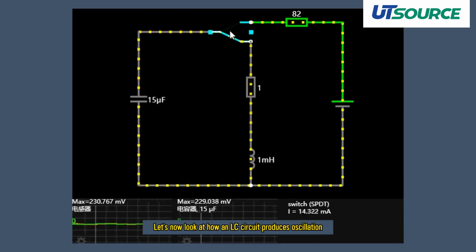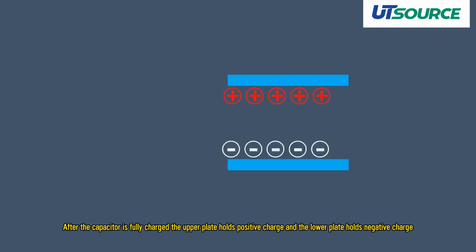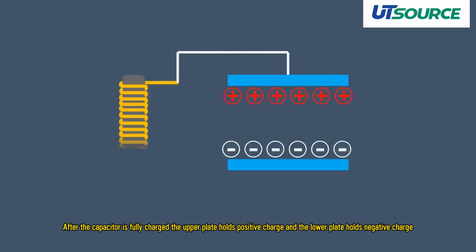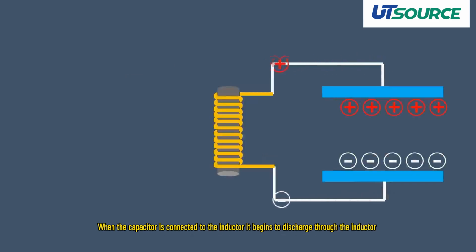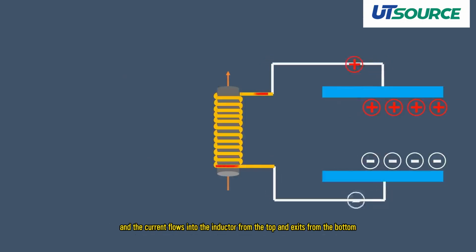Let's now look at how an LC circuit produces oscillation. After the capacitor is fully charged, the upper plate holds positive charge and the lower plate holds negative charge. When the capacitor is connected to the inductor, it begins to discharge through the inductor, and the current flows into the inductor from the top and exits from the bottom.